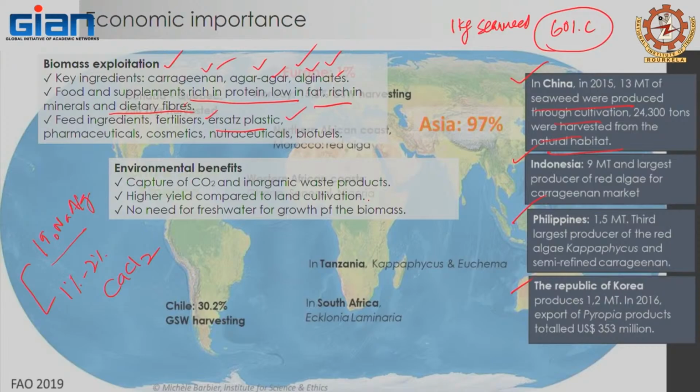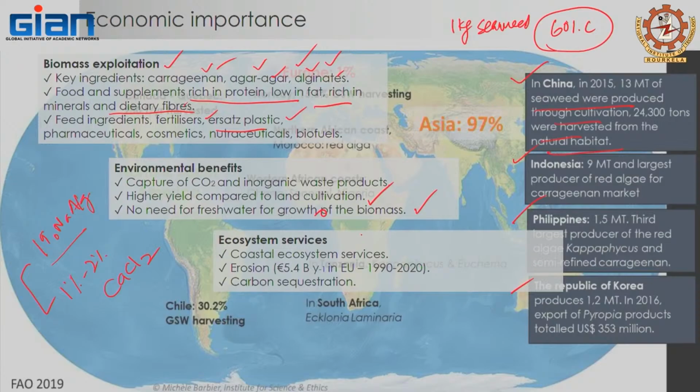Then you have much more yield compared to land. There is plenty of sea, you are not disturbing anything. Then you do not need fresh water to grow this biomass. Then there are coastal ecosystem services: seaweed cultivation can also reduce erosion, and carbon sequestering.